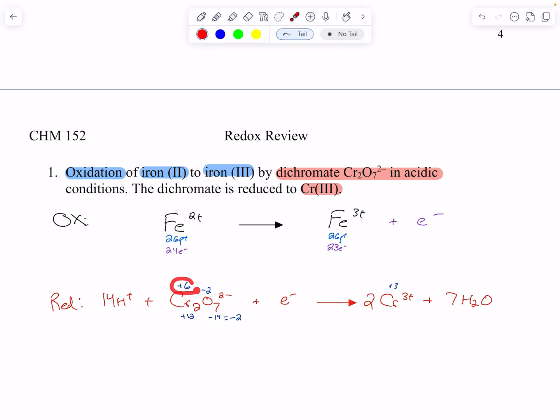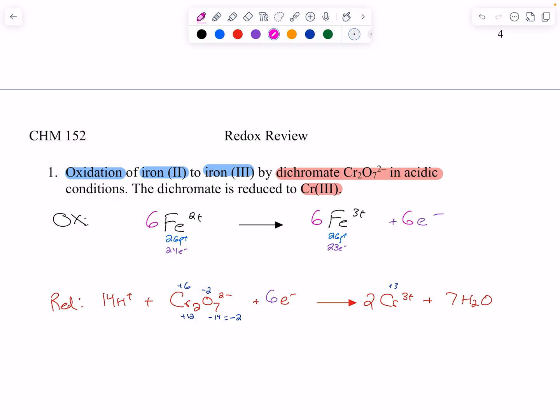Electrons. Plus 6 to plus 3. What's the change here? Well, each of them gain 3 electrons, don't they? And there's 2 chromiums, right? So that's 3 more electrons. So it looks like we need to have 6 electrons here. Which means, what do we have now? I have 6 here and 1 there. 6 and 1 don't work, do they? That means I need to multiply everything up top by 6.